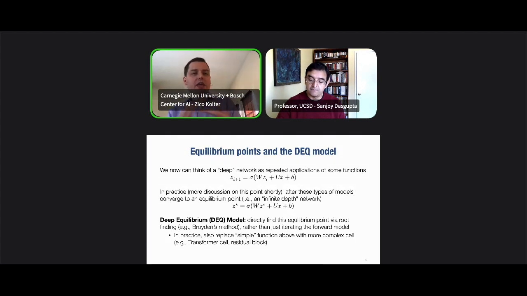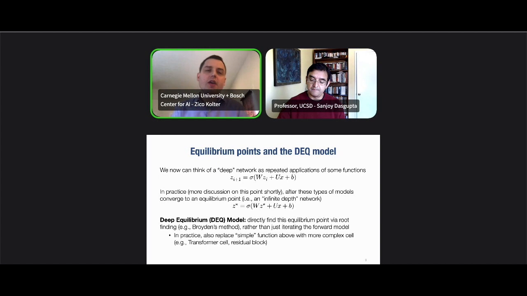What the deep equilibrium model that we're proposing does is, instead of trying to find that equilibrium point by just repeating that iteration, we can consider this at a slightly higher level. If we know that the infinite depth network computes this point Z star, we can just directly compute that equilibrium point using root finding procedures. We actually use a method called Broyden's method, which is a quasi-Newton method for root finding, but it doesn't really matter how you go about finding it. All that matters is you want to find this root.